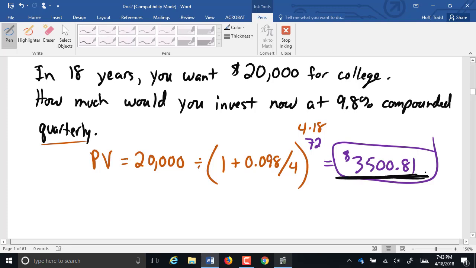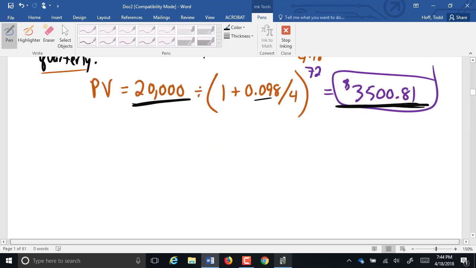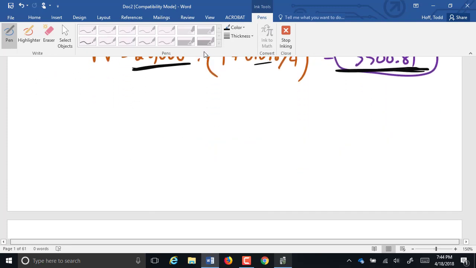Yep, you put that in today and you let it sit there for 18 years to $20,000 at 18 years at 9.8%. Yep. Not impossible to do. I cleared 24% on my investments last year.